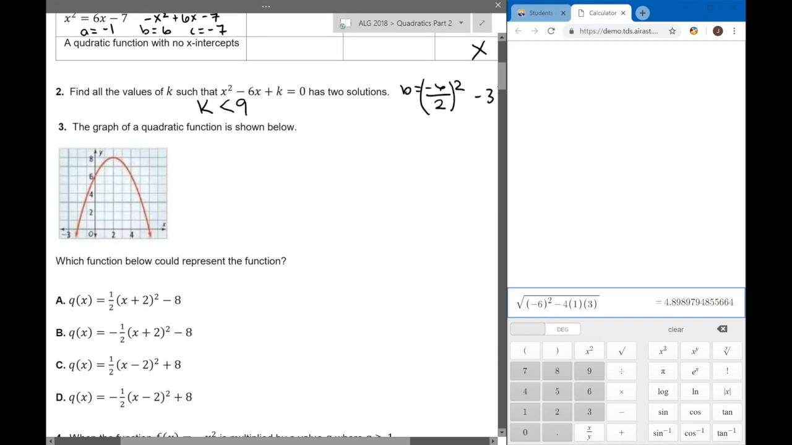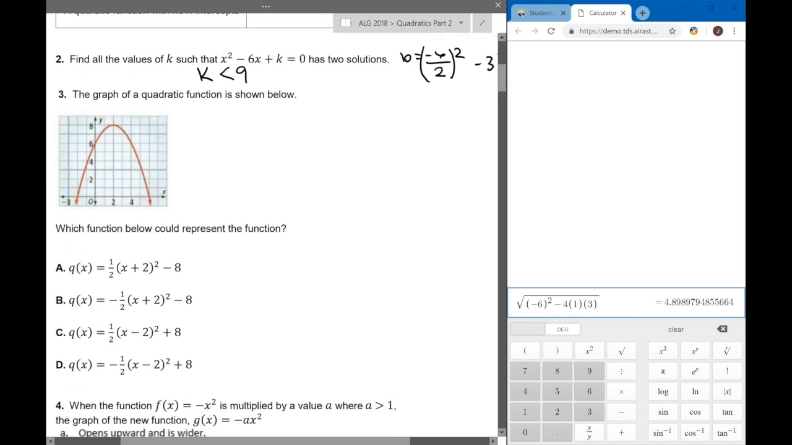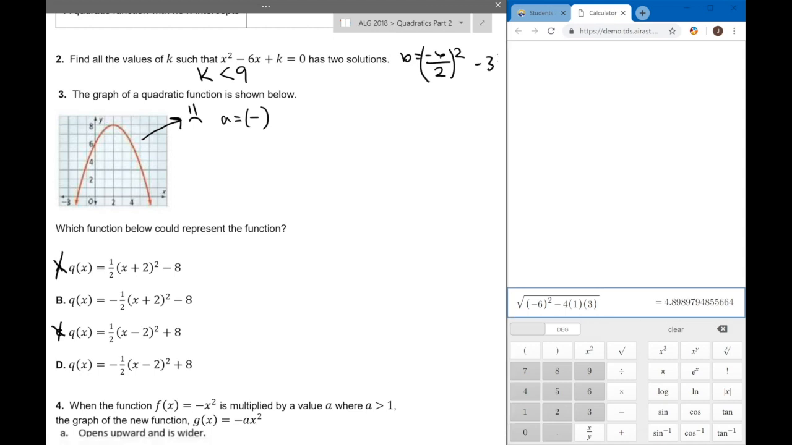The graph of the quadratic function is below. First thing you should already know, it's a negative. Therefore it's a frowny face. So that means my a value is going to be negative. So right off the bat, you can eliminate two numbers here. You can eliminate a and you can eliminate c. Both of these have a positive value, and this is a negative parabola.